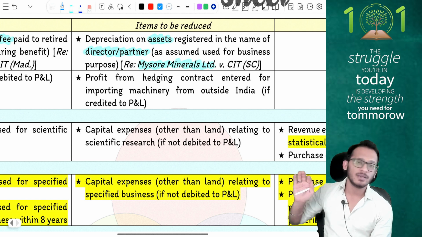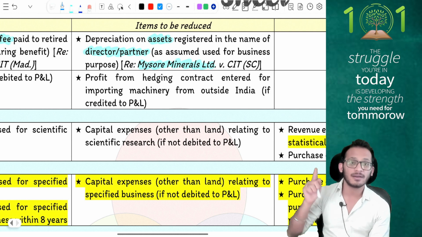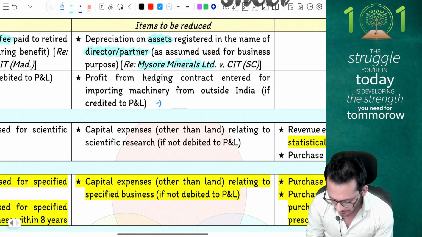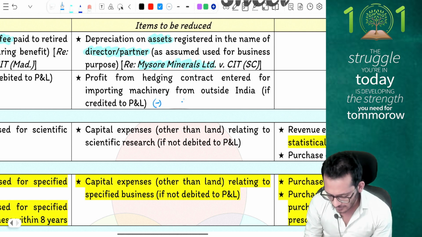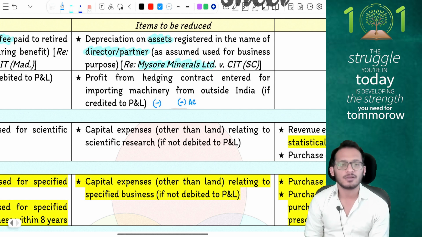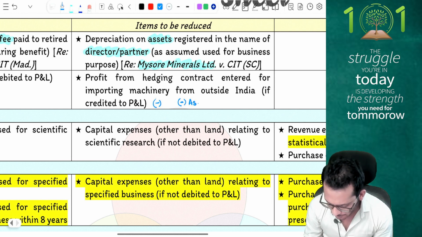Because this is a profit, you do not need to offer it as income tax. You can rather reduce it from the cost of the asset, and therefore I will reduce it from my P&L. I will also reduce it from my asset cost. Are we clear? Yes, great. This is what your section 32 looks like.